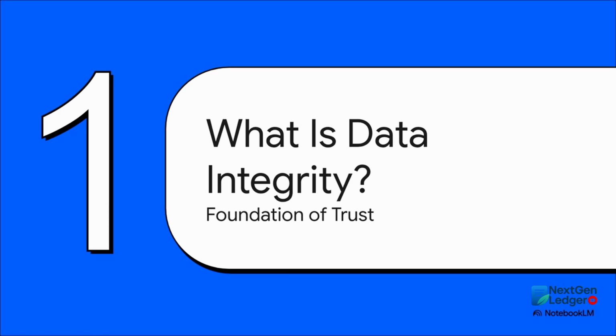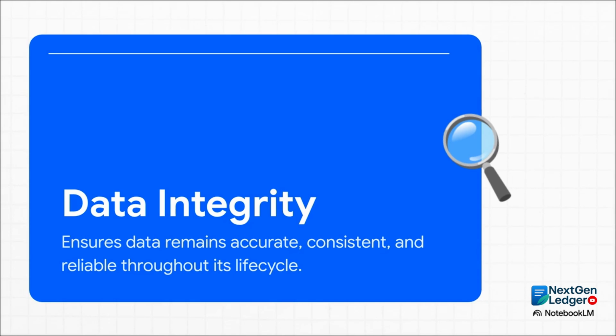Let's get right to the heart of it. At its core, data integrity is really a promise. It's the promise that your data is accurate, meaning it's just plain correct, that it's consistent, so it's the same no matter where you look, and that it's reliable, which means you can actually count on it, from the moment it's created all the way through its life to the moment it's put away in an archive.